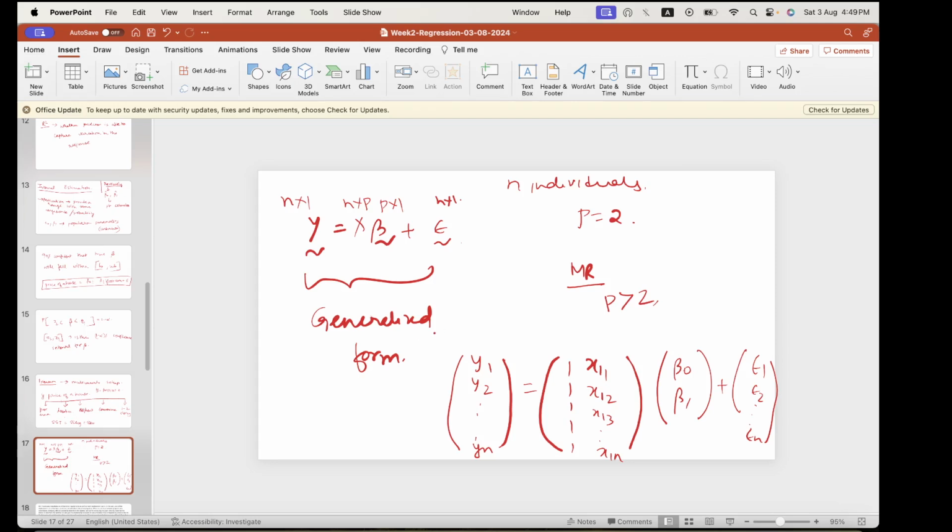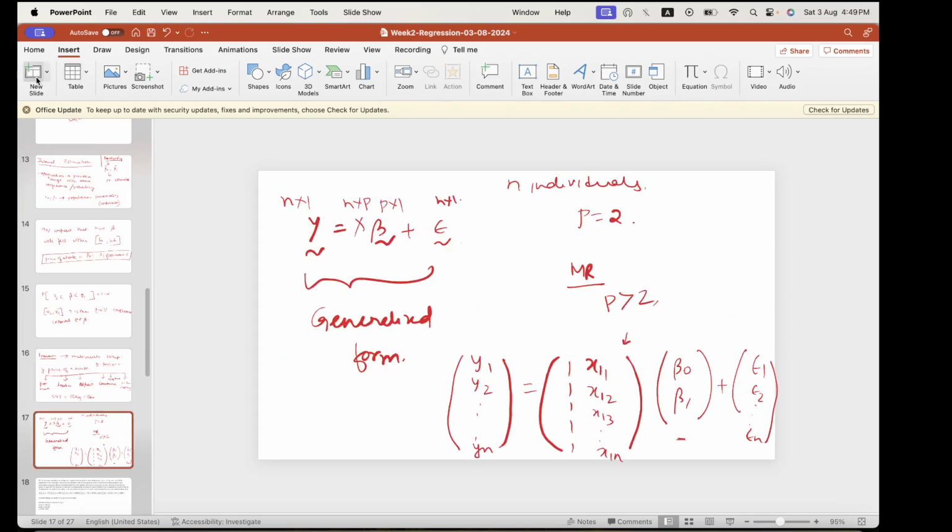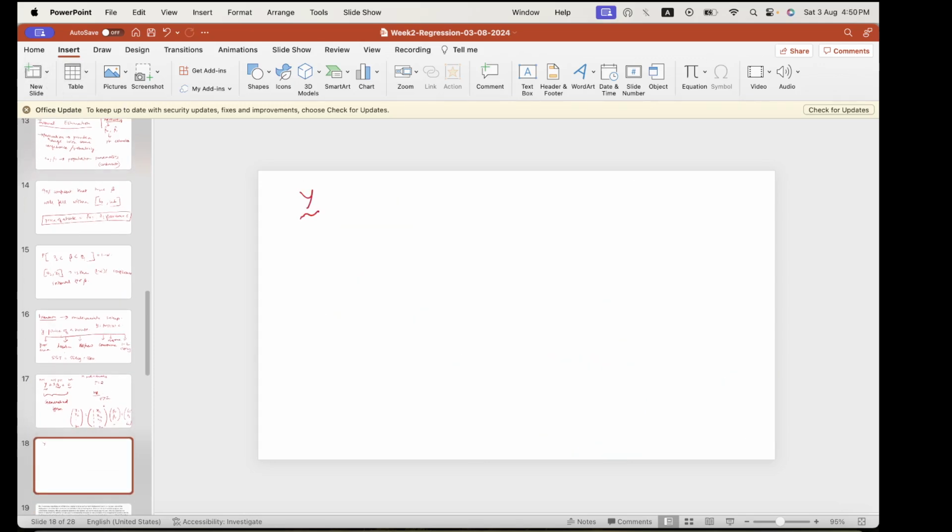Now if we want to incorporate several other parameters, the only thing that we need to change in the model is that we have to add parameters here and insert columns here. Okay, so if I incorporate all these factors, how many did we find? Location, old, new, convenience, one or two storied, or number of rooms. If we incorporate all of these factors, then a multiple linear regression would look like this. The same thing, y equal to x beta plus epsilon. The model is y1, y2, yn. This is a vector.